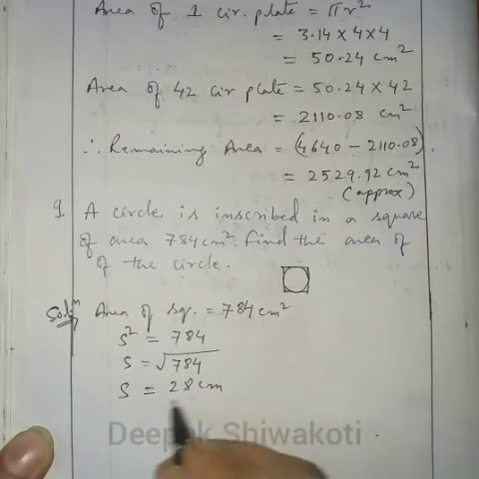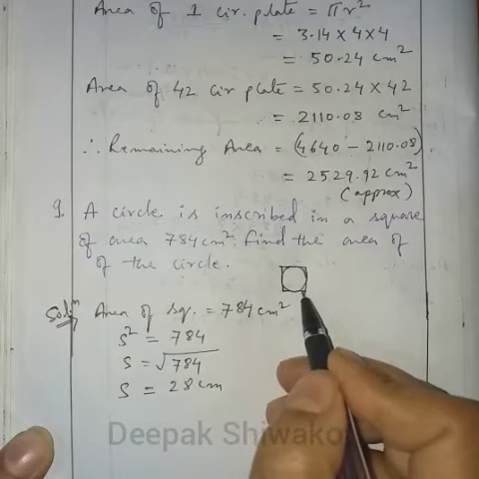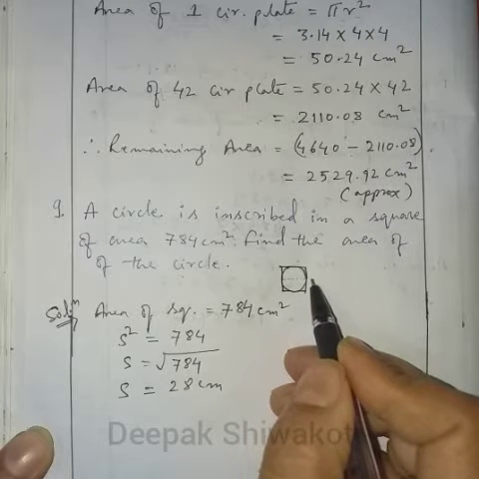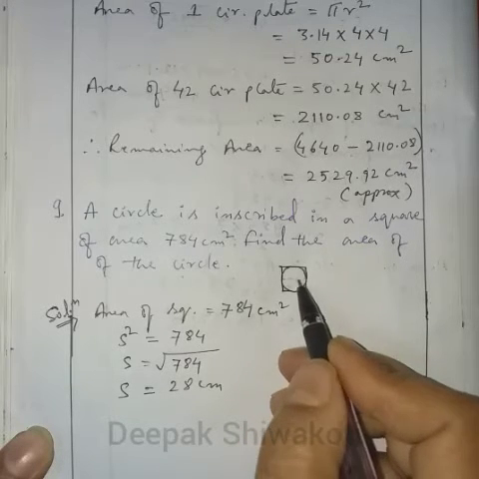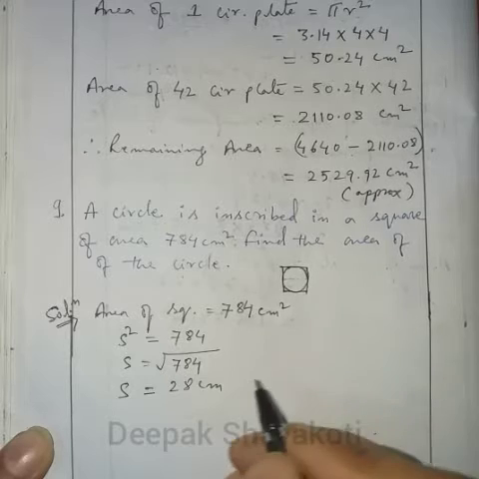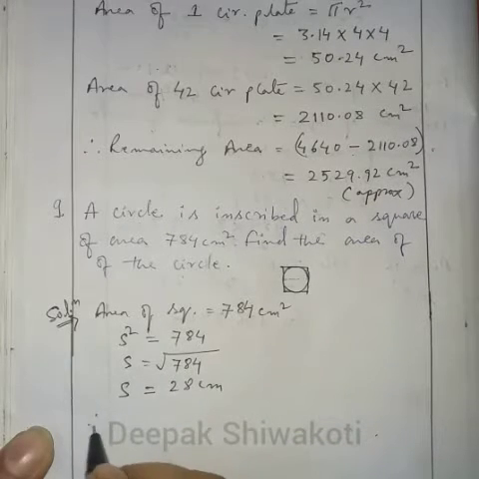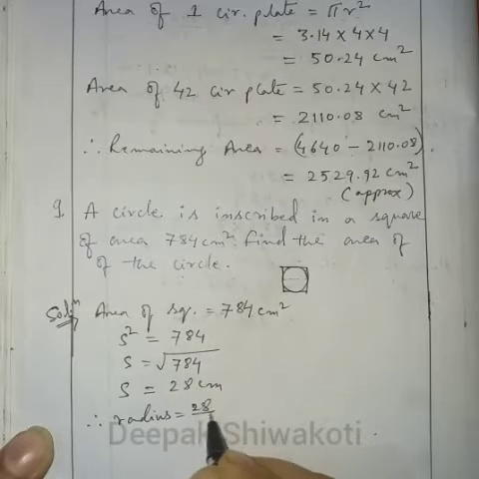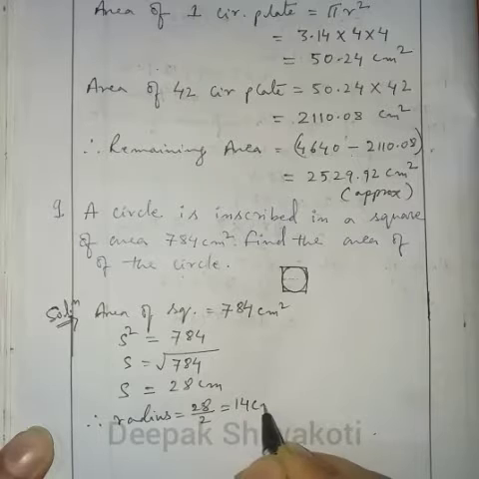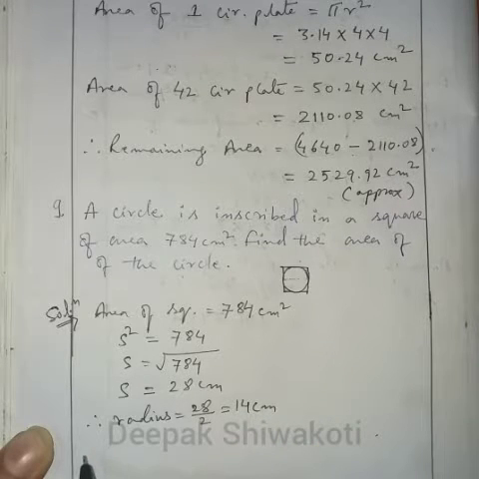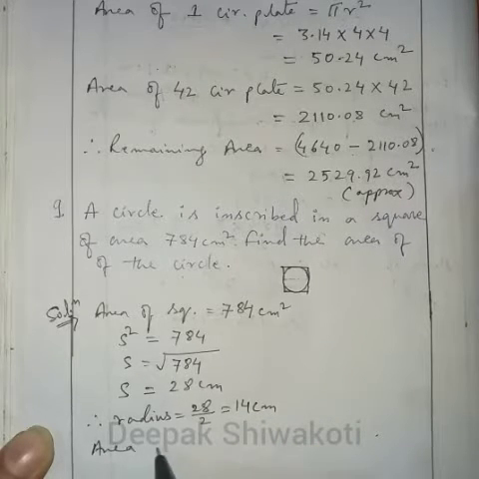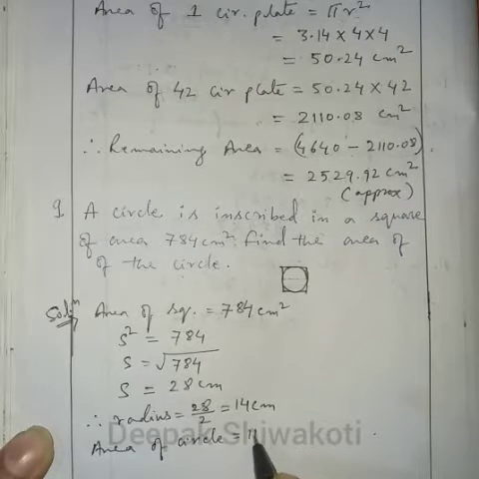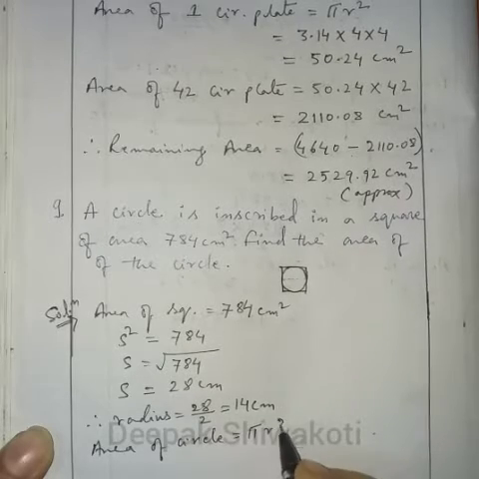Now the side is the length of the diameter of this circle, isn't it? This is the diameter and this is the side, so these two are equal. Therefore radius will be equal to half of this, 28 by 2, that is 14 centimeter. Now to find the area of the circle, we'll apply the formula. Area of circle will be equal to pi r square.